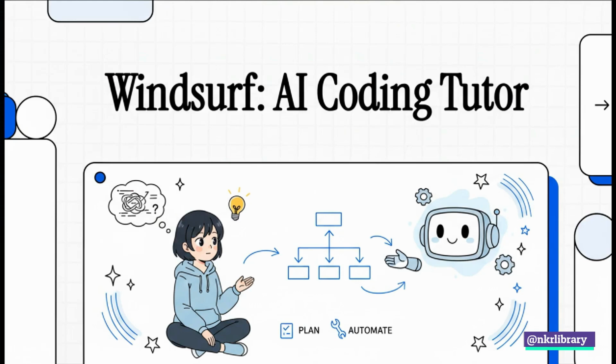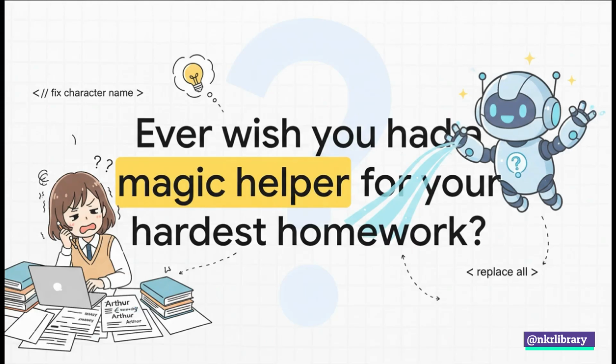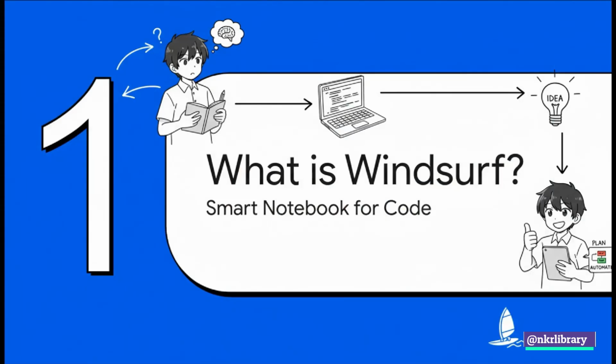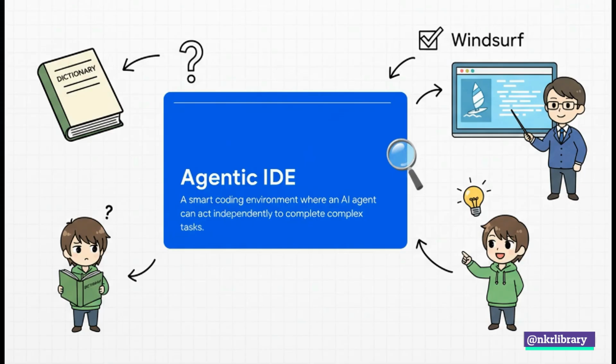That's what we're going to dive into today. If you had a magic helper that could fix it all with a single click. Well, that kind of magic helper is exactly what we're talking about today. A tool called Windsurf. It's basically a smart notebook for all your code. Now, there's a fancy term for this, and you might hear it around, agentic IDE. I know it sounds super complicated, but trust me, the idea is really simple.